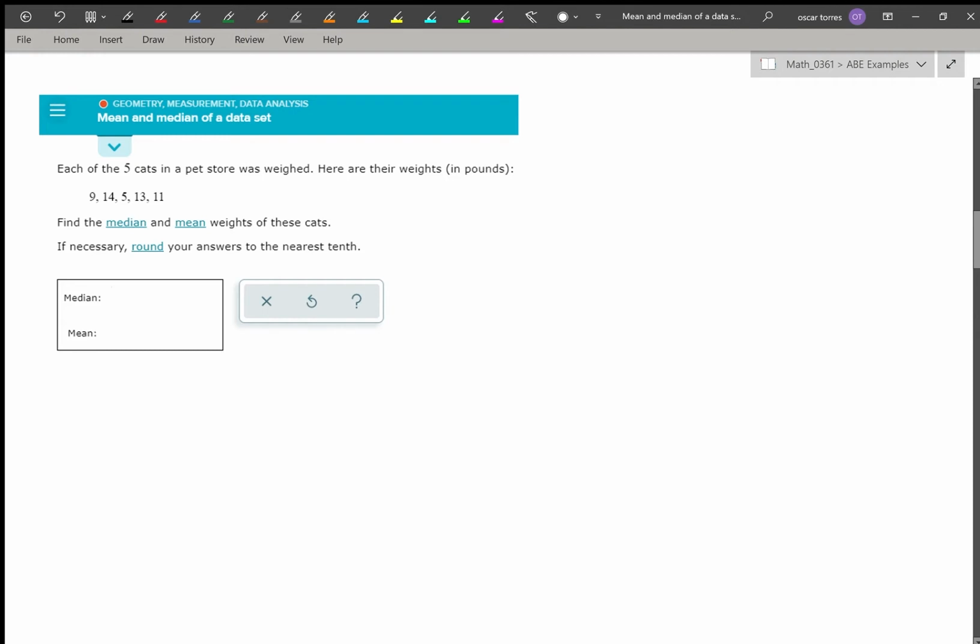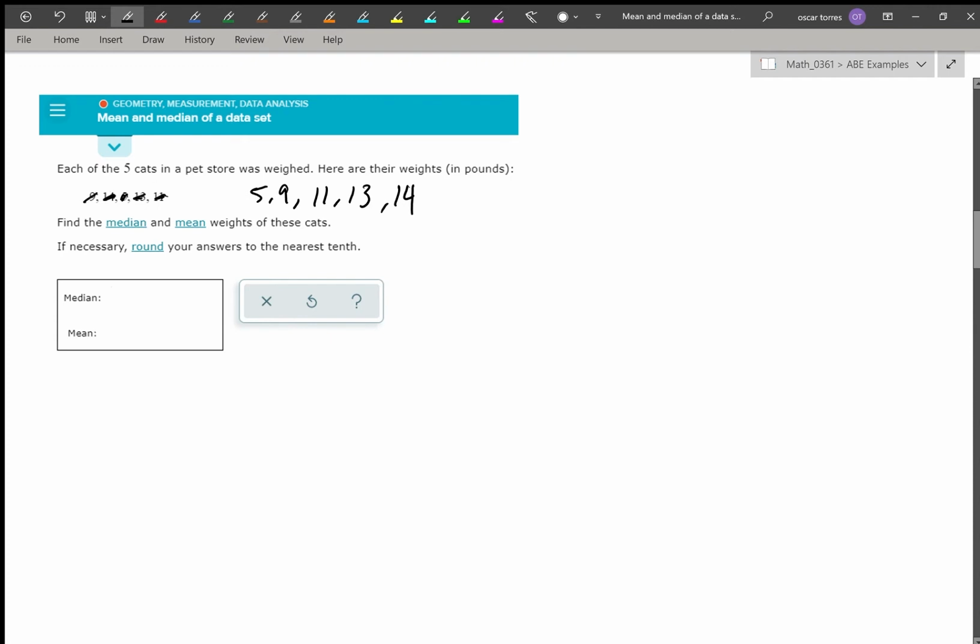So for this problem, we're asked to find a median first. So we're not finding the average to begin with. First, we're going to find the median. To do that, we need to rearrange our numbers from least to greatest. So if I rewrite these numbers, we have a 5, we have a 9, we have an 11, a 13, and a 14. So I've rewritten all of my numbers.